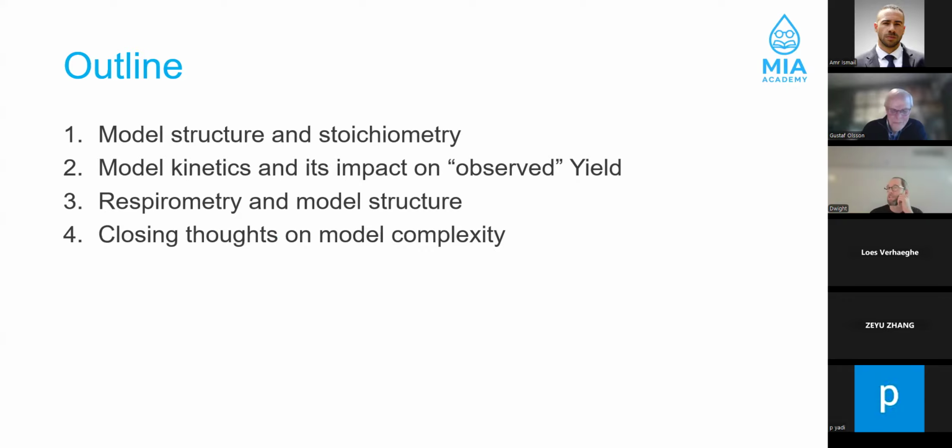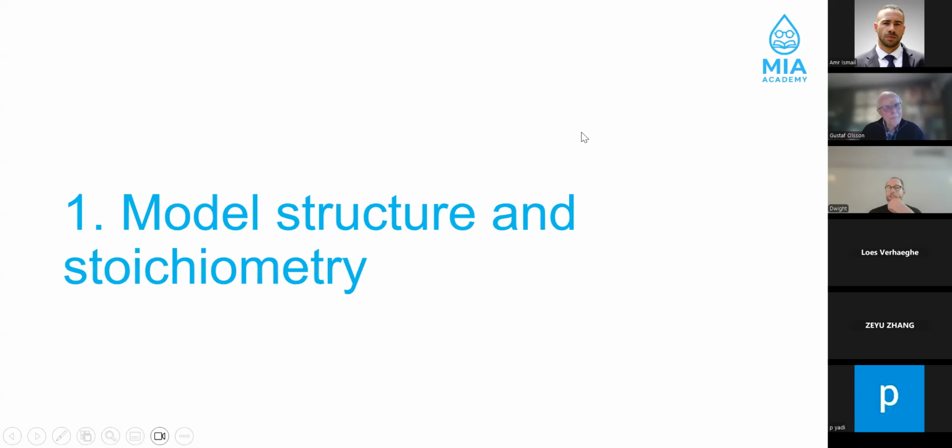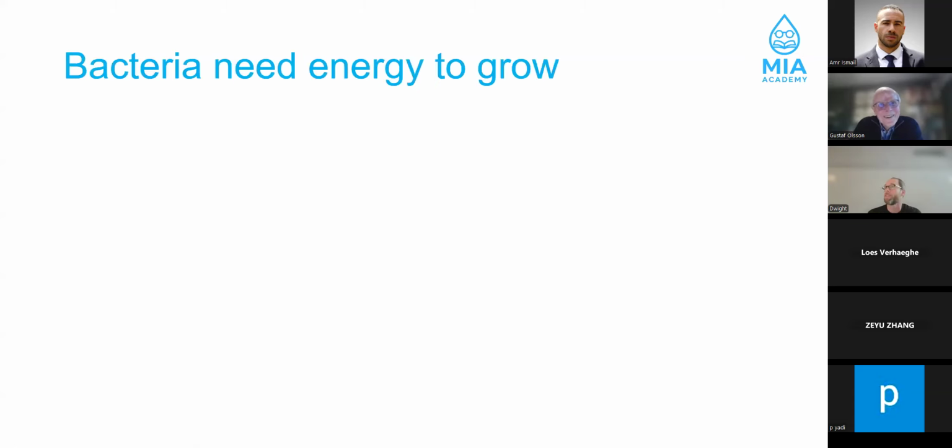And I'll look also at respirometry. So Gustaf introduced that as a tool, and I'll continue to bring that in as a tool for understanding where our model structure comes from. And then also some closing thoughts from myself on model complexity, but maybe taking an opposite view of what Gustaf was talking about. So we'll see if we can maybe introduce a little bit of controversy here into the 2020s on that front. So first of all, model structure and stoichiometry.